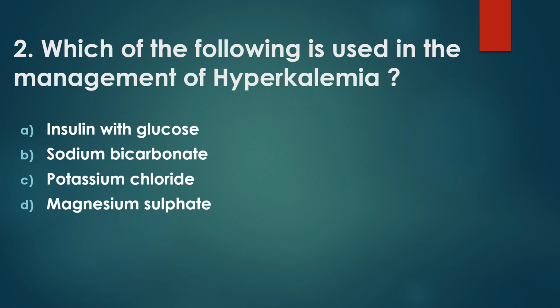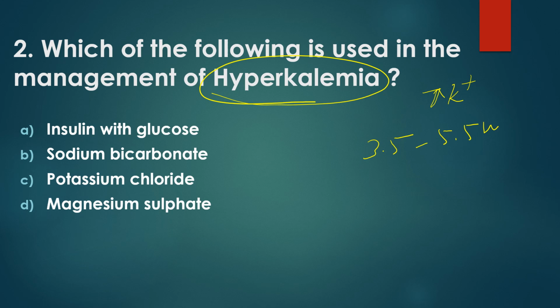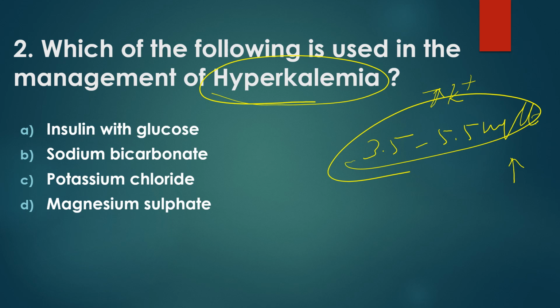So students, we are going to see the second question. Which of the following is used in the management of hyperkalemia? First, we have to understand what is called hyperkalemia. It's nothing but the increased level of potassium in the blood. So what is the normal range then? This is 3.5 to 5.5 milliequivalents per liter. Okay, this is the normal range. If it exceeds beyond 5.5, then you call it as hyperkalemia.